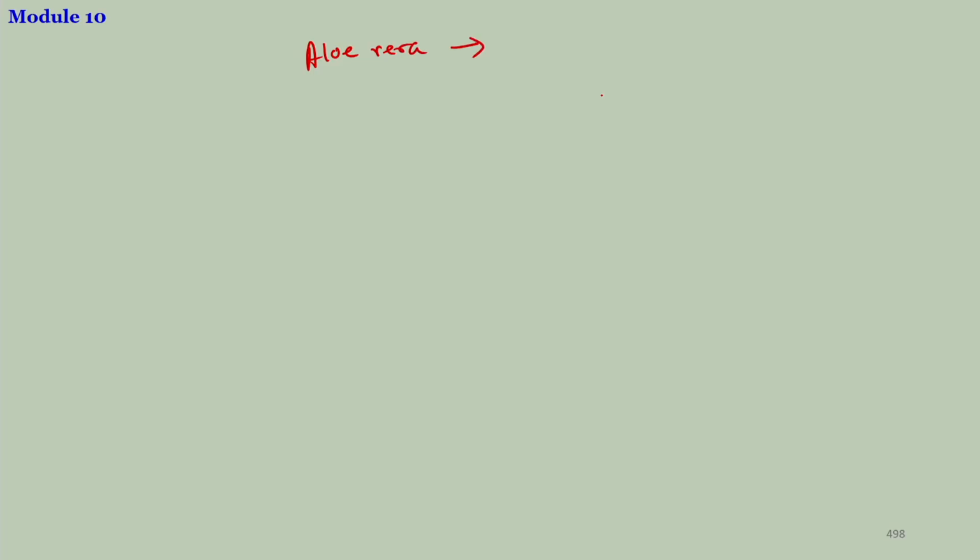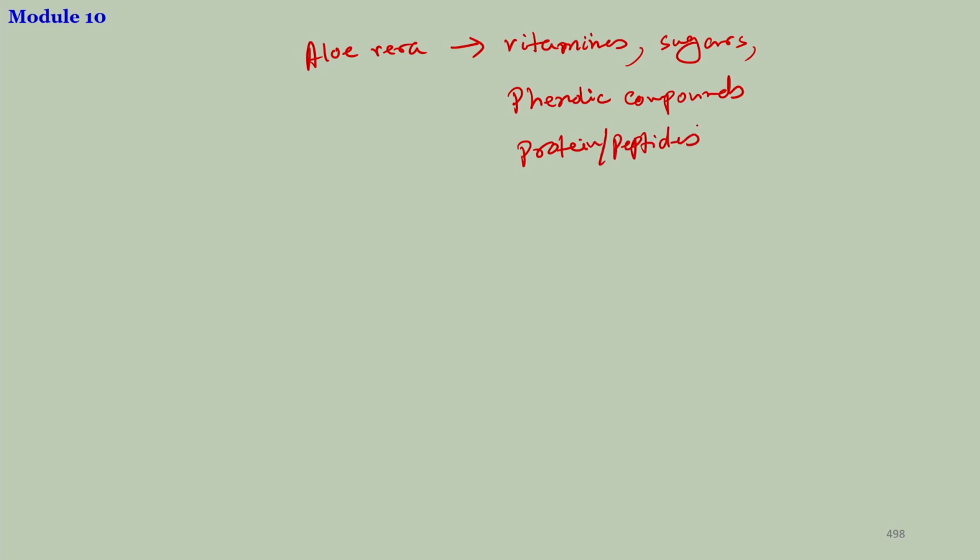So, another important source of the carbohydrates that I should mention, which is used in the medicinal industry a lot, that you know also, is aloe vera. Aloe vera contains a lot of different molecules such as vitamins. It has different vitamins actually. It has sugars, means the carbohydrate. Very importantly, it has phenolic compounds. Phenolic compounds are very good antioxidants. It has proteins, peptides, among many others also.